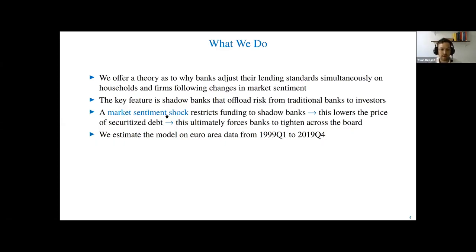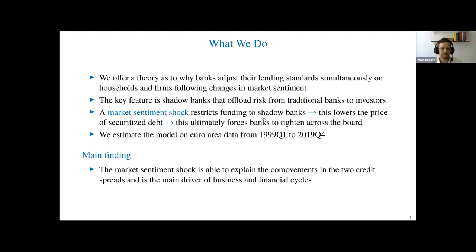So once we do that, we estimate the model. We put this model into a DSGE model, a dynamic stochastic general equilibrium model, which we estimate on Euro area data, and we find that this market sentiment shock is able to explain the co-movements in the two credit spreads. So we have one shock that can explain the joint co-movement in the two credit spreads, and because of that, it's able to explain a whole range of macroeconomic and financial aggregates, and we find that it's the main driver of business cycles in the Euro area.